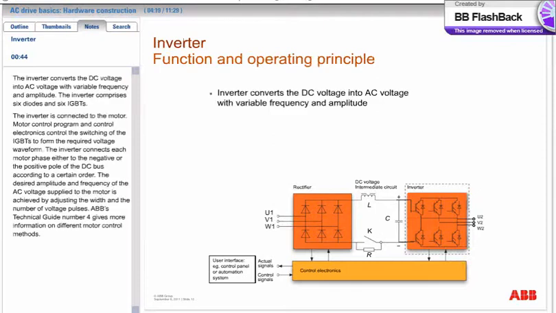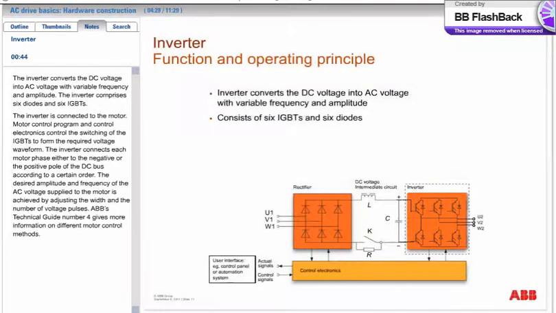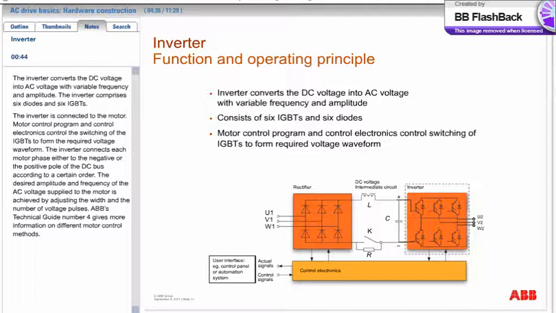The inverter converts the DC voltage into AC voltage with variable frequency and amplitude. The inverter comprises 6 diodes and 6 IGBTs. The inverter is connected to the motor. Motor control program and control electronics control the switching of the IGBTs to form the required voltage waveform. The inverter connects each motor phase either to the negative or the positive pole of the DC bus according to a certain order. The desired amplitude and frequency of the AC voltage supplied to the motor is achieved by adjusting the width and the number of voltage pulses. ABB's Technical Guide number 4 gives more information on different motor control methods.